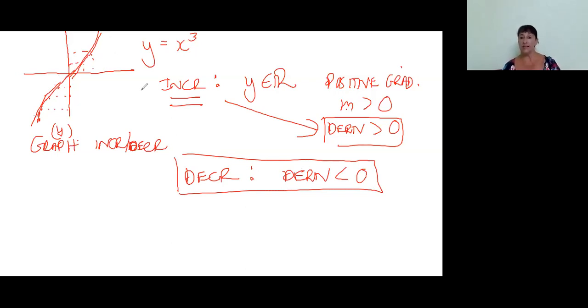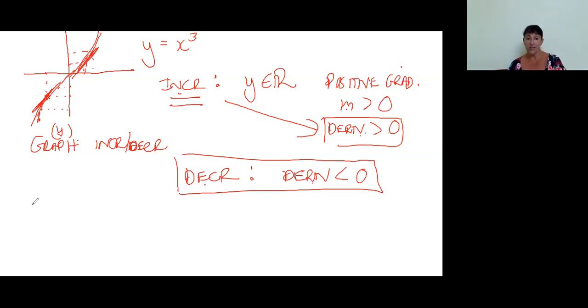M is greater than 0, but m is the derivative. Remember, the derivative is the general form of the gradient. But it would depend what the x value is, what the gradient would be. I mean, that gradient is completely different to this gradient. They don't need to be the same. So some theory. Increasing, learn that the derivative is greater than 0. Decreasing, learn that the derivative is less than 0.